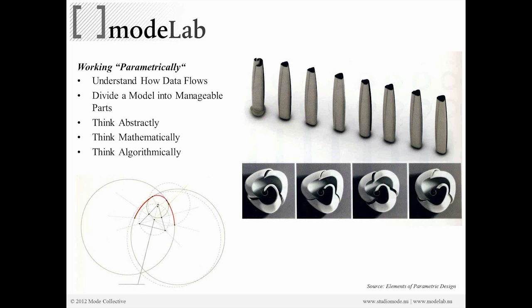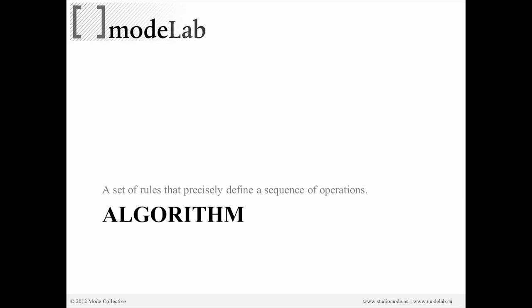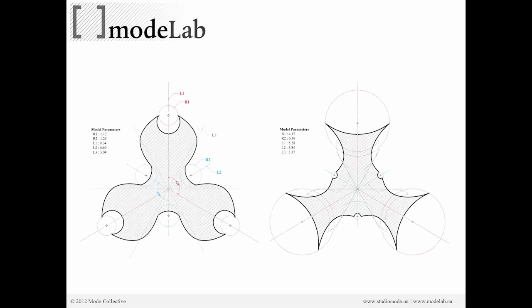All that stuff's going to come into play as we work within a parametric environment. And lastly, and maybe most importantly, or at least where the most opportunity is and where we can have the most power in using a design tool such as Grasshopper, is that it can allow us to be very fluid in how we think algorithmically. So, what's an algorithm? An algorithm is just a set of rules that precisely define a sequence of operations.